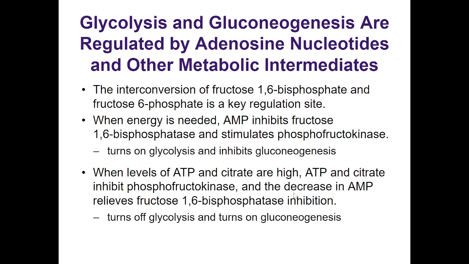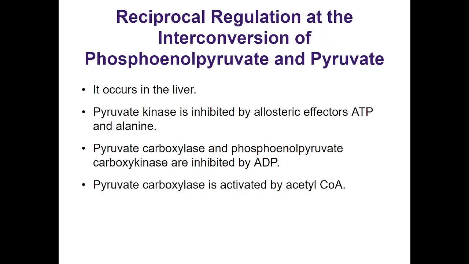When the levels of ATP and citrate are high, the ATP and citrate are going to inhibit the phosphofructokinase. The decrease in AMP is going to relieve the fructose 1,6-bisphosphate inhibition. So this is going to turn off glycolysis. This is going to turn on gluconeogenesis.